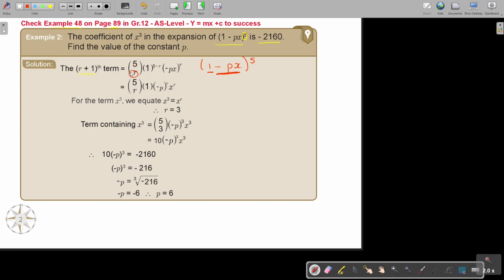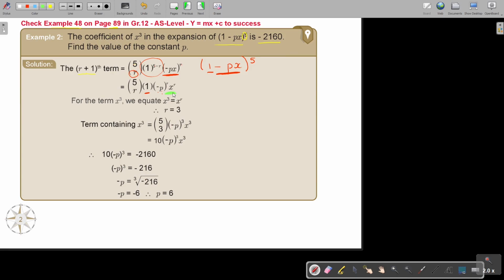So this is 1, and it's 5 minus r. This is negative p, and 1 to the power anything will just be 1. You could actually have used that special case. Now, this is negative p to the power r, and then x to the power r. So I'm just breaking that part up. Now I'm just focusing on this x term. The rest I will use later.